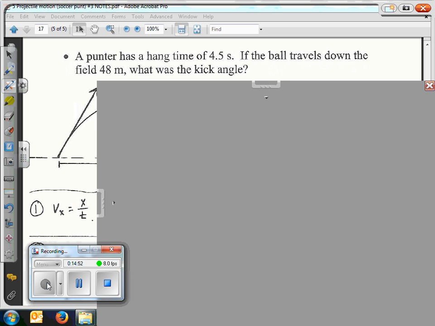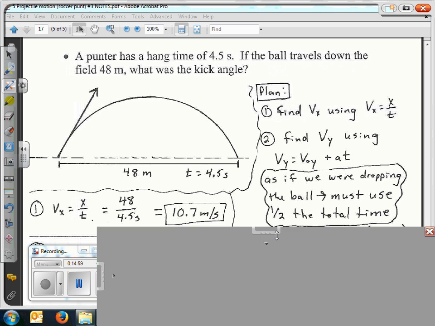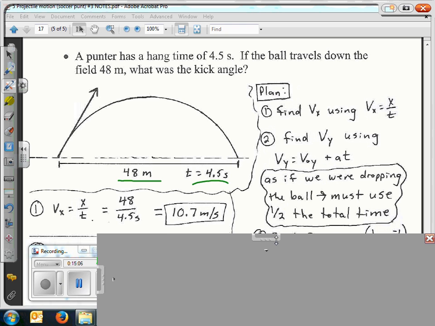Okay, so let's see how that worked out for everybody. 10.7 meters per second, just 48 meters here, divided by 4.5 seconds. That gives us our x velocity. So we could put that in right here. That's our x velocity, 10.7 meters per second. Okay.